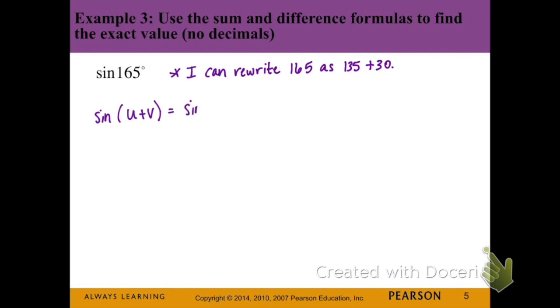So we have our sine sum formula. And we're going to use 135 for u and 30 for v. Again, since we're adding them, it doesn't matter if you do 30 for u and 135 for v. So plug in our values for u and v.